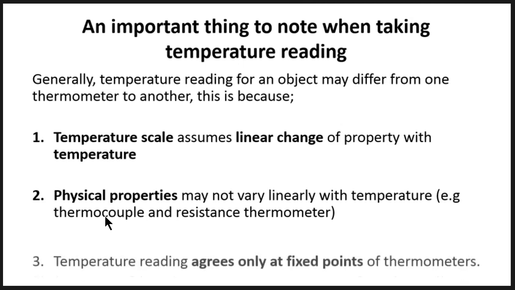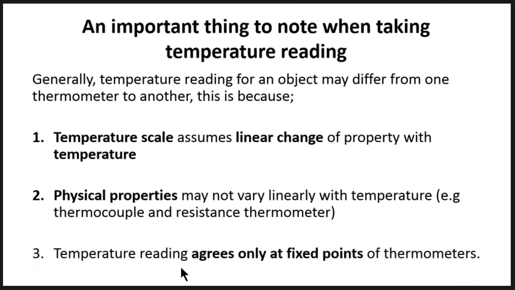Then number three is that temperature readings agree only at the fixed points of the thermometer. So definitely every other point on the scale of the thermometer cannot be related or agree together. They don't correspond. They only agree at the fixed points, which are the upper fixed point and the lower fixed point.